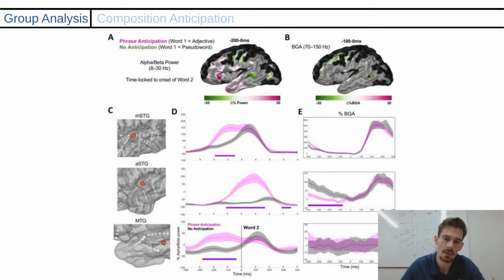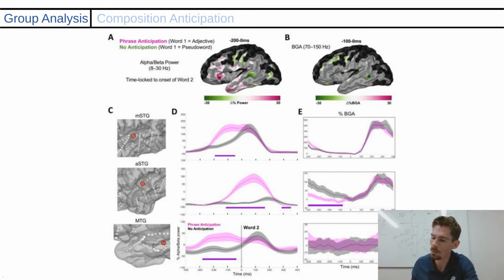So the question for us is, can we find a signature of that anticipatory process before the onset of the second word, but after they've heard a real word? We compared trials in which the patients had just encountered a real word, like red, to trials in which they had just encountered a pseudo word. You only anticipate a real nominal phrase if you've just heard a real adjective, because then the patient knows that they're going to have a real phrase. Whereas if they've just heard a pseudo word, then they know that it's not going to be a meaningful phrase because it has a pseudo word in it.